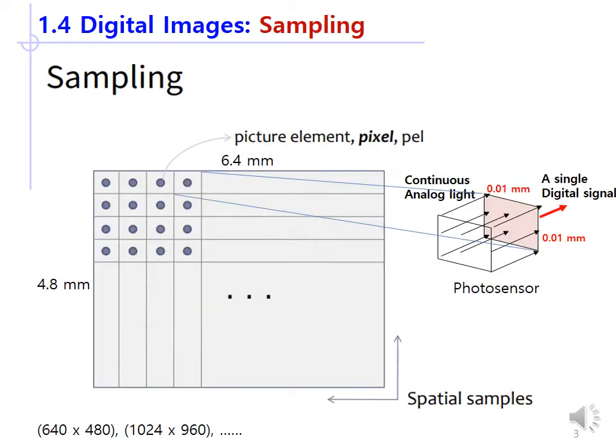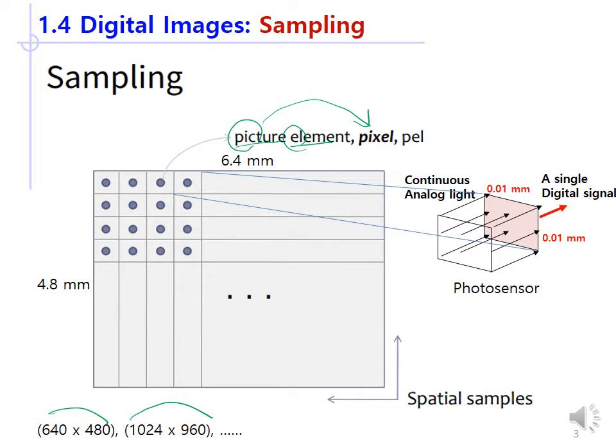The digital image is made of a group of pixels. The name pixel means picture element. Picture element, so that makes the name pixel. And the digital image can have pixels of which size is 640 by 480 and 1024 by 960, and so on.